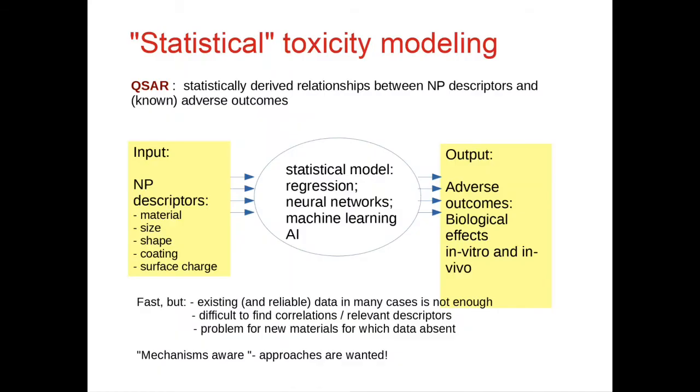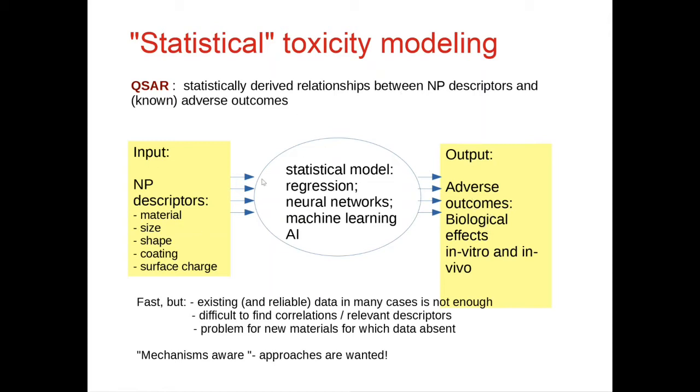If you look at the situation with modeling of toxicity a few years ago, it was mostly what is called statistical modeling, that is QSAR type of modeling. These are statistically derived relationships between properties of nanoparticles and adverse outcomes. As the input in the statistical method, we have a number of nanomaterial descriptors, such as size distribution, shape, surface coating, charge, maybe zeta potential, band gap, and so on. These are different experimentally measurable properties of the nanomaterials. We try to link these descriptors with some adverse outcome, or just with biological effects which can be observed in in vivo and in vitro experiments when the organism is subjected to the action of nanoparticles.